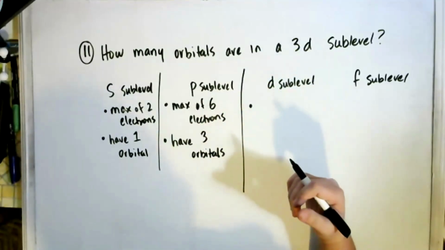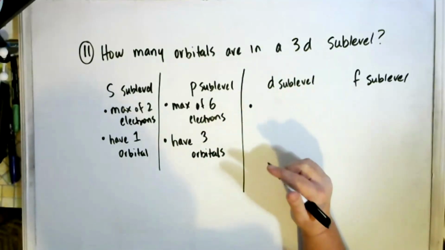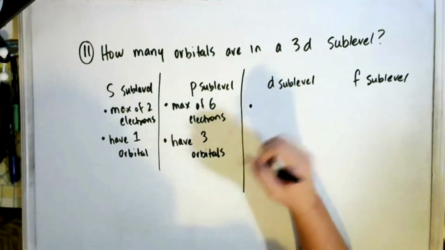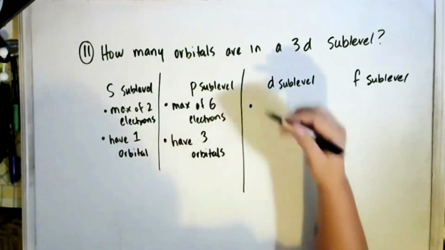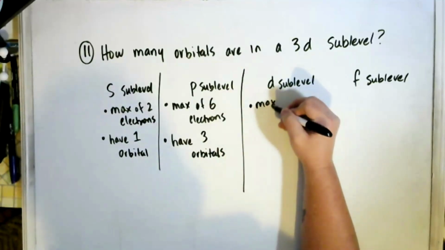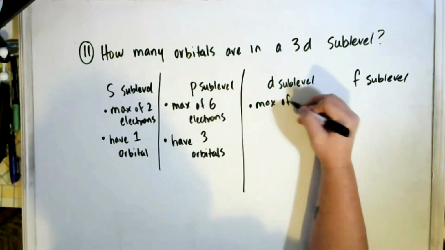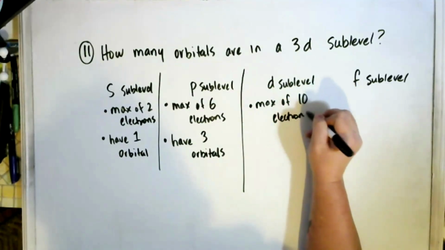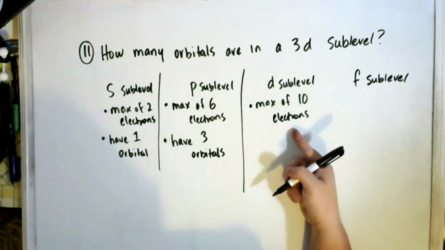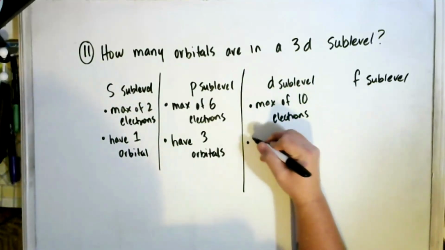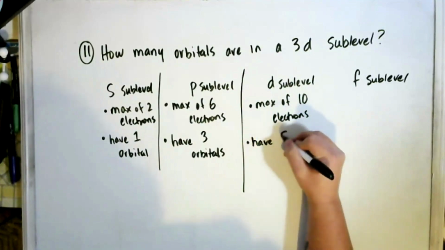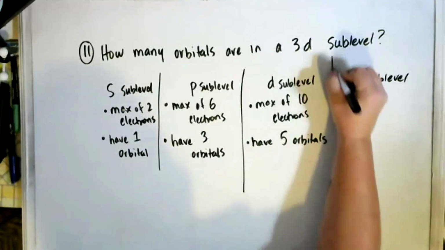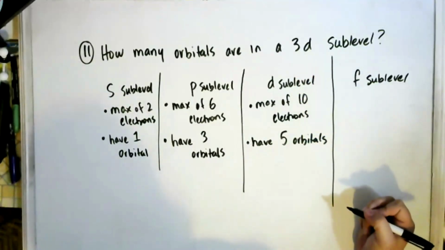Okay. For our D sublevel, we're going to increase the number of electrons that we're going to be able to hold by 4. So we're always increasing by 4 electrons as we go into our next sublevels. So here we're going to hold a maximum of 10 electrons. And if we have 10 electrons, we're going to need 5 orbitals. Every d sublevel has 5 orbitals.